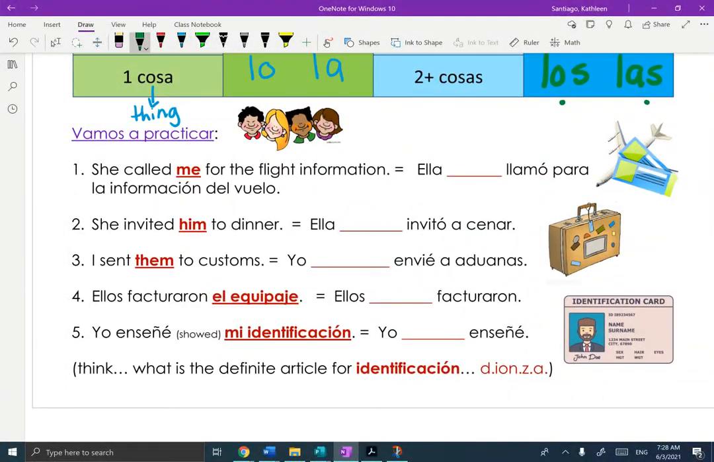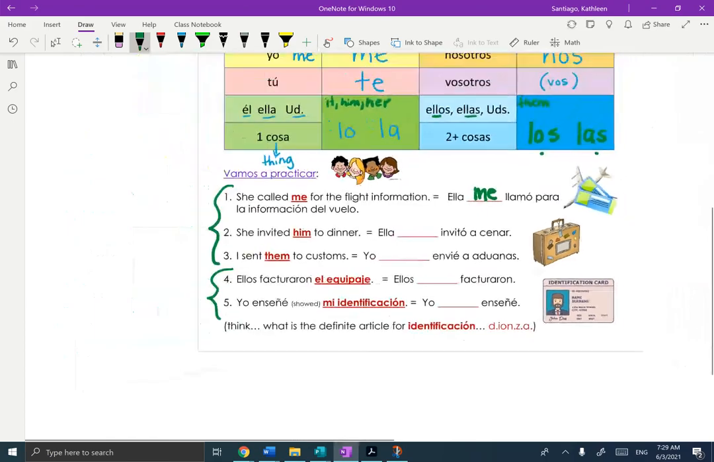Okay, vamos a practicar. Let's practice. She called me for the flight information. Change the underlined red word into the DOP. Ella me llamó para la información del vuelo. Okay, so uno, dos, tres, we're getting the English and we're just practicing with the people. Cuatro and cinco are a review, so you have to think the underlined word in Spanish becomes the DOP. If you have any questions, please let me know. Gracias.